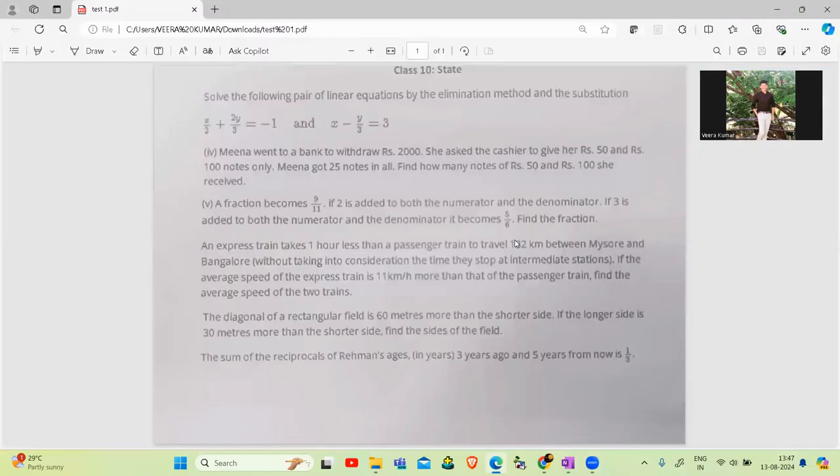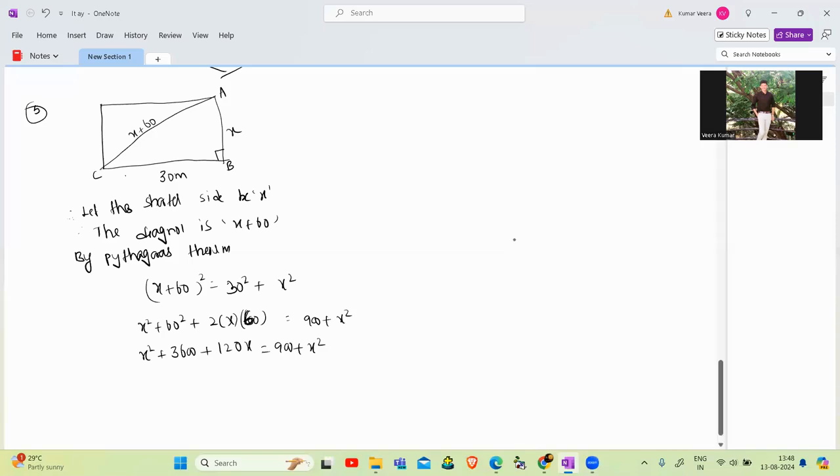One minute, let me see the question again. The diagonal of a rectangular field is 60 meters more than the shorter side, and the longer side is 30 meters more than the shorter side. Okay, this is not 30, it is x plus 30, because the diagonal is the longest, 60 more. So the longer side will be x plus 30. They told it in the question. That is x plus 30 whole square plus x square.